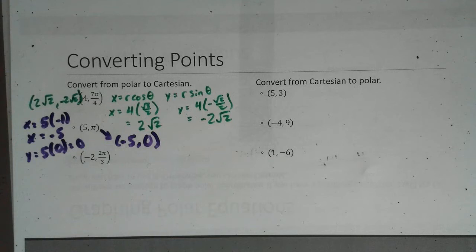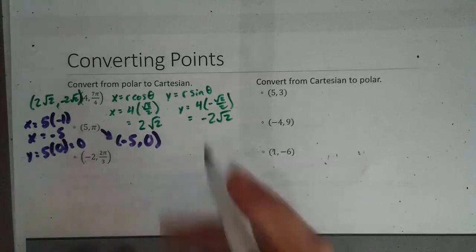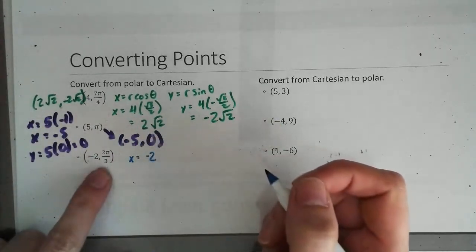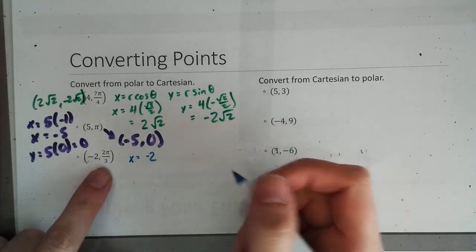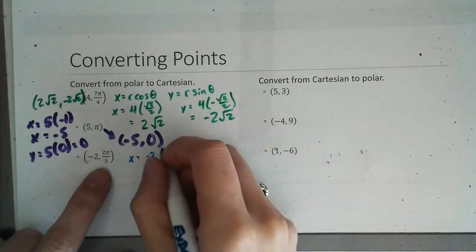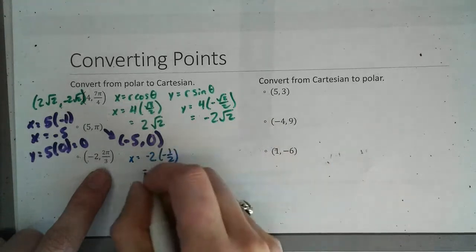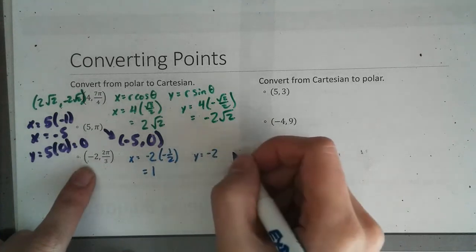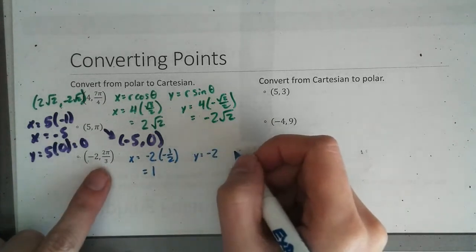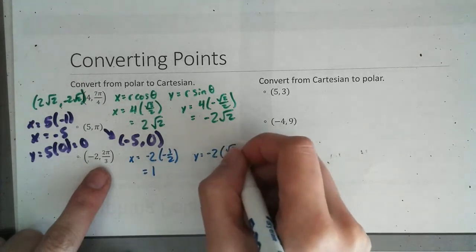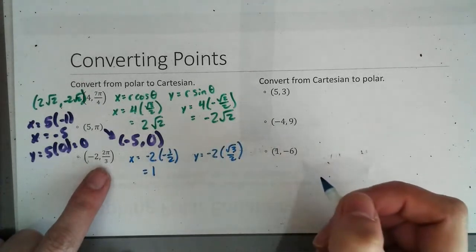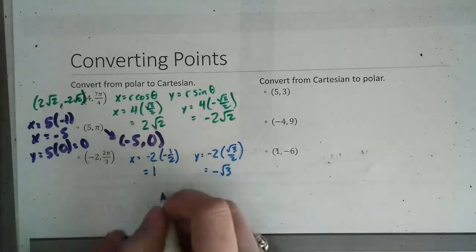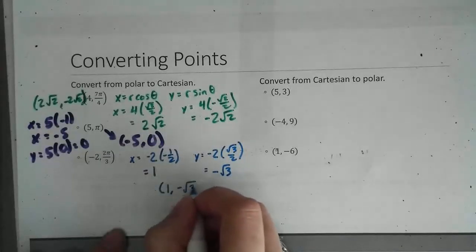Finally, we have negative 2 comma 2 pi over 3. So our x value will be negative 2 times the cosine of 2 pi over 3. The cosine of 2 pi over 3 is negative 1/2. 2 times negative 1/2 is 1. Our y value will be negative 2 times the sine of 2 pi over 3, and the sine of 2 pi over 3 is square root 3 over 2. And that simplifies to a negative, the 2's cancel out, square root 3. So this is located at 1 comma negative square root 3.